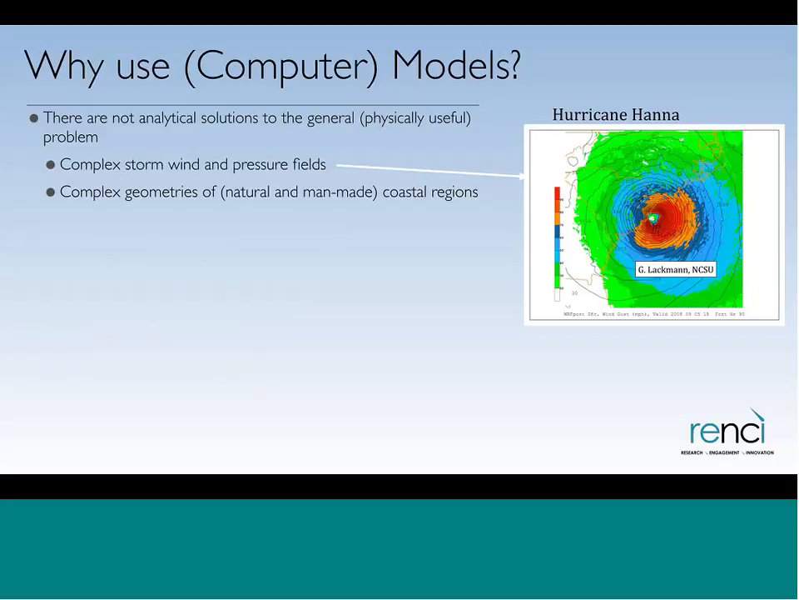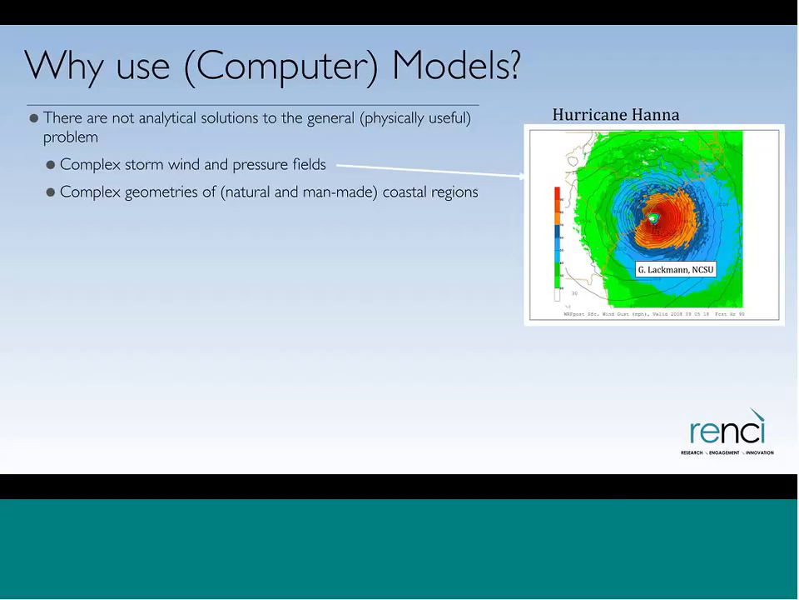I mean, we can't represent hurricanes completely analytically. We can't write down a description of all the parts of a hurricane that are important. We have to use parameters to do a lot of that. And the wind fields in a real hurricane, this is a picture from Hurricane Hannah, courtesy of Gary Lackman at Penn State. And you can see all this little variability in things like the wind speeds, all the wiggling and stuff.